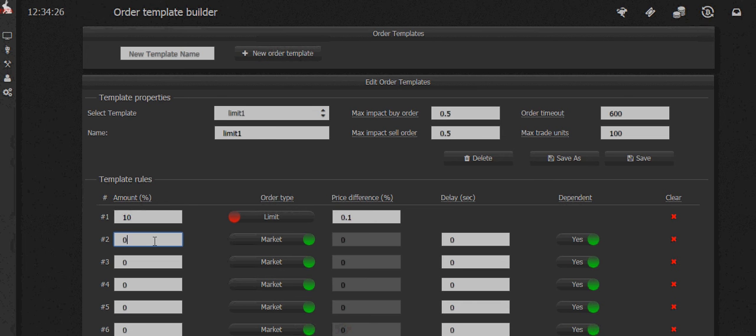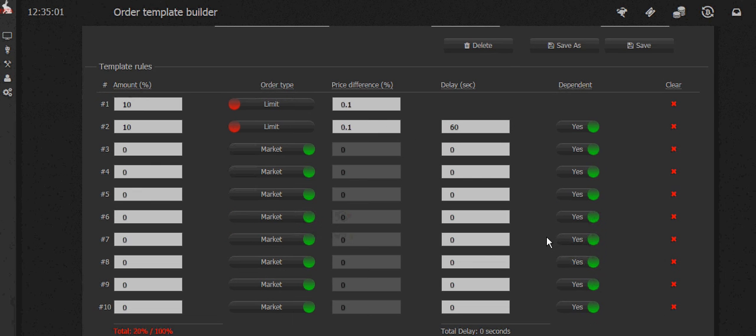All right, and let's just make this a 10% template where every rule is worth 10%. And we're going to go over to the limit orders, and we're just going to do it straight up the same, except here we want to delay it by 60 seconds, so that's a minute. And yes, we want it to be dependent on the rule before it. So this rule will not execute before the other rule, or we can make it independent and it does not depend on the rule before it. So there is a lot of possibilities here.